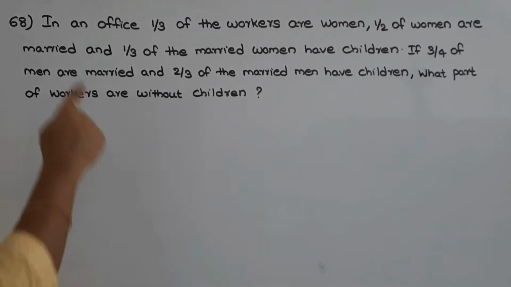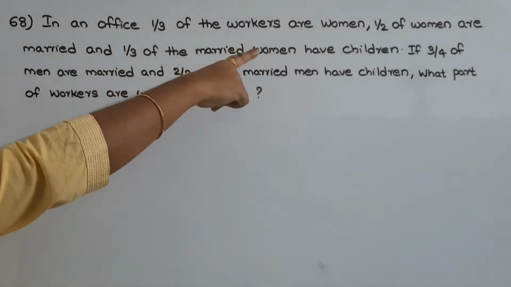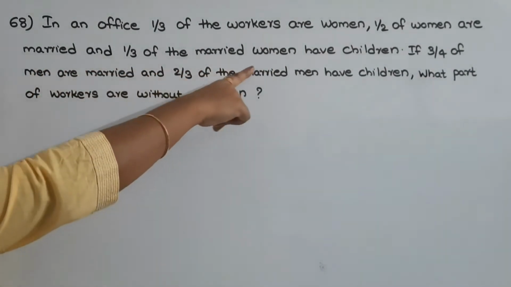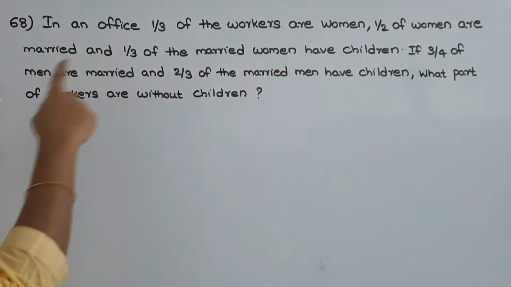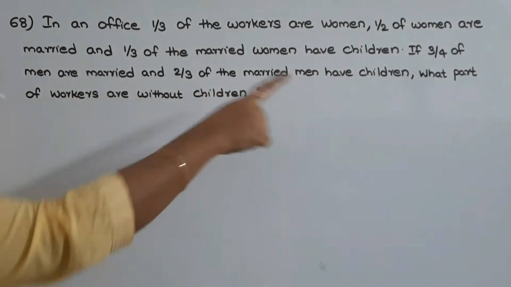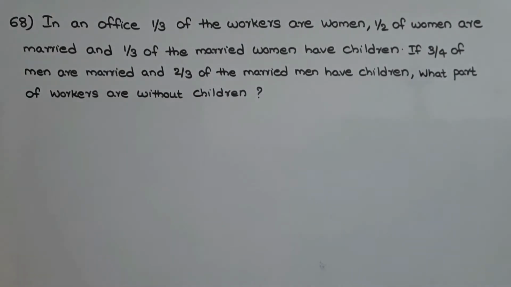The next question is, in an office 1/3 of the workers are women, 1/2 of women are married and 1/3 of the married women have children. If 3/4 of men are married and 2/3 of married men have children, what part of workers are without children?